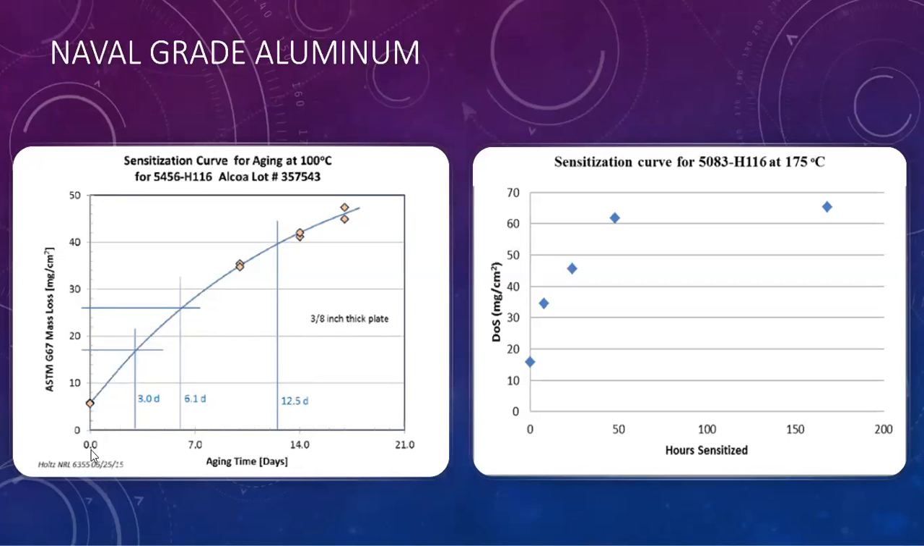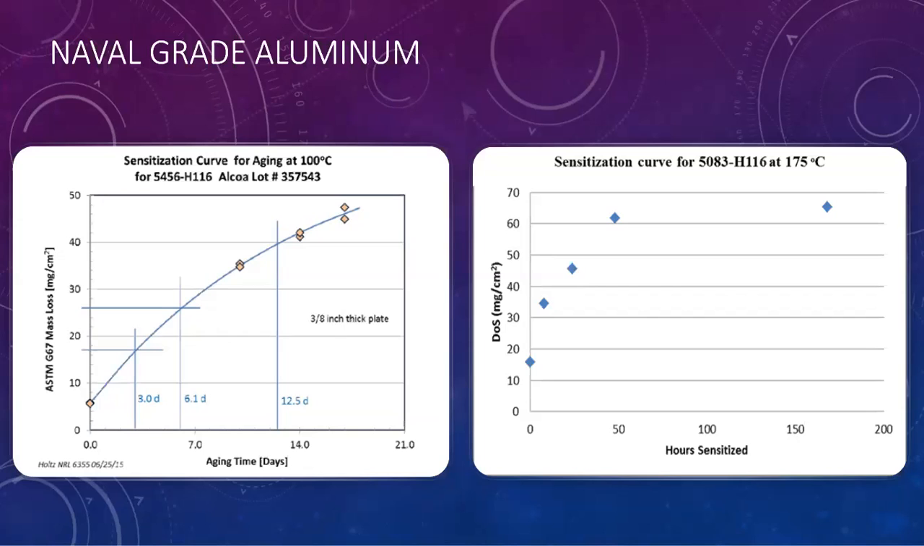So they looked at samples that had been sensitized longer, so heated longer. The samples they sent us were heated for 0, 3, 6.1, and 12.5 days. And they get this ASTM value of their mass loss. So we saw really good results. I'll show you on the next page with our SHG, but it wasn't reproducible with different samples.